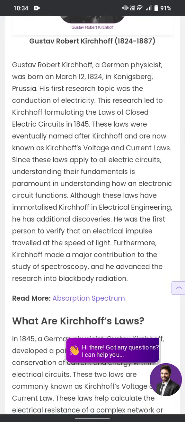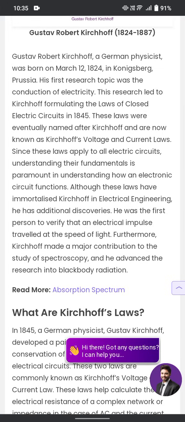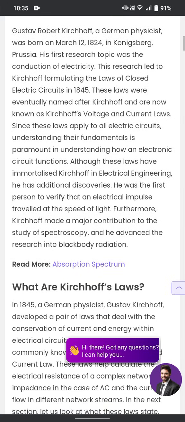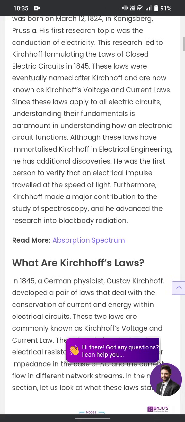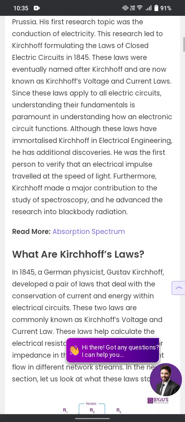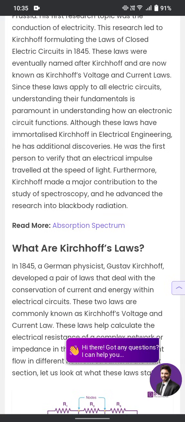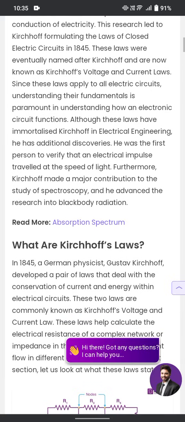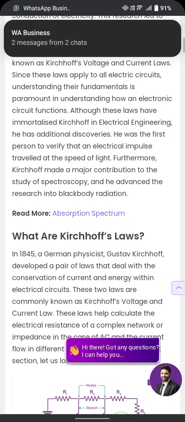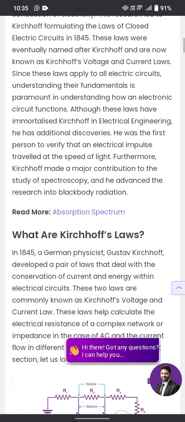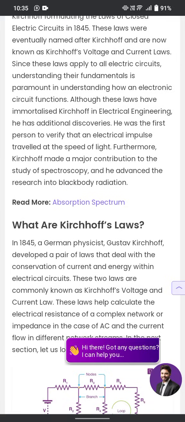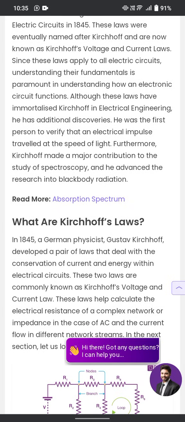Since these laws apply to all electric circuits, understanding their fundamentals is paramount to understanding how an electronic circuit functions. Although these laws have immortalized Kirchhoff in electrical engineering, he made additional discoveries. He was the first person to verify that an electrical impulse traveled at the speed of light. Furthermore, Kirchhoff made a major contribution to the study of spectroscopy, and he advanced the research into black body radiation.